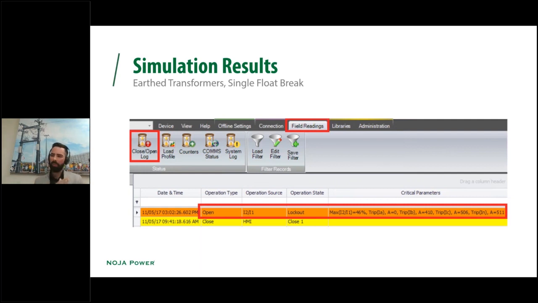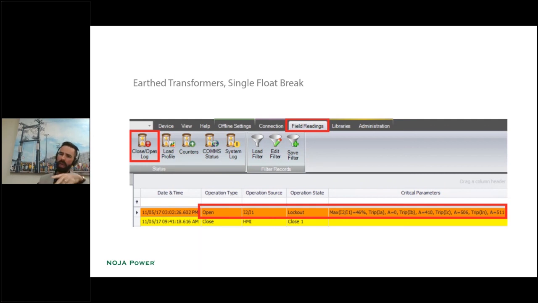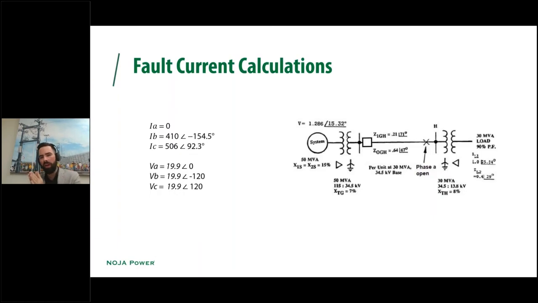Now, if we think back to how we were trying to conceptualize how these different sequence networks connect together, 46% sounds about right. Because if we go back to this, in our fault current calculations, we see that there's an earth path on both sides. So you are feeding it from both sides.